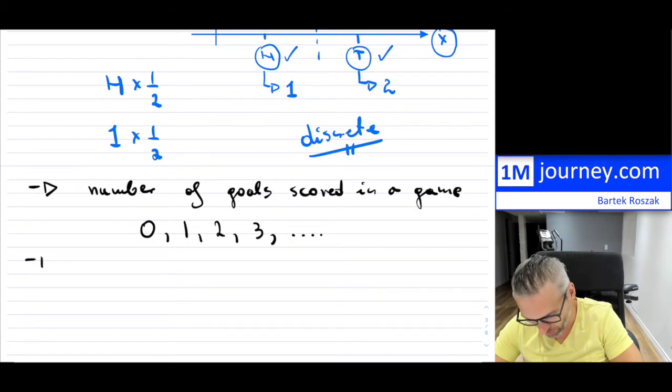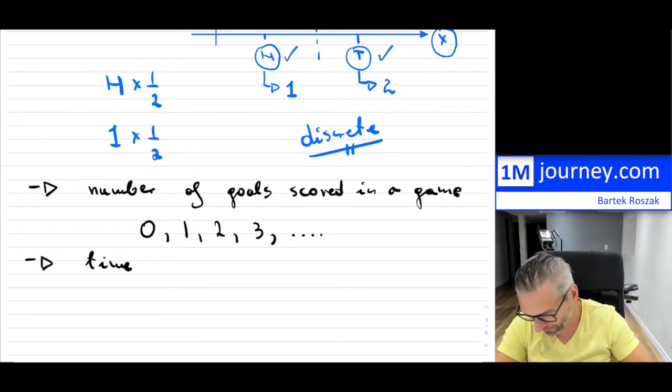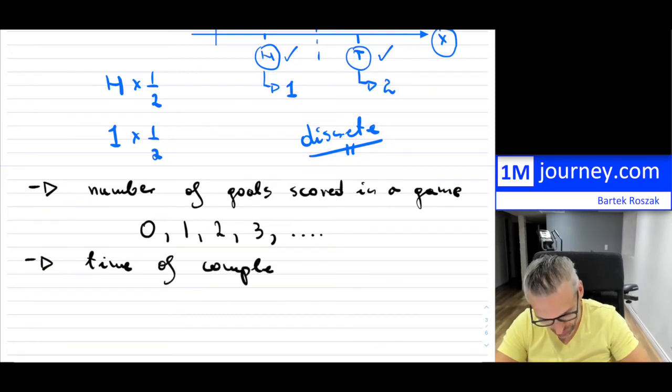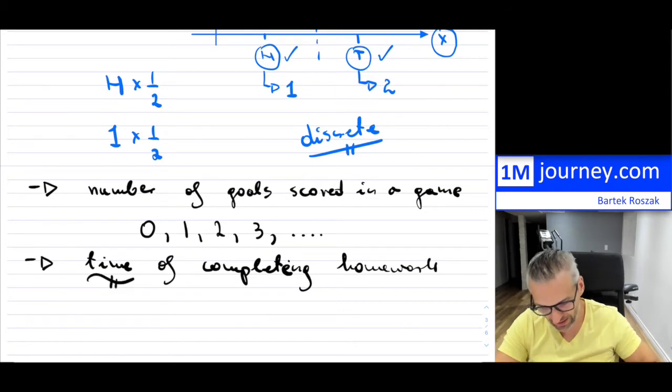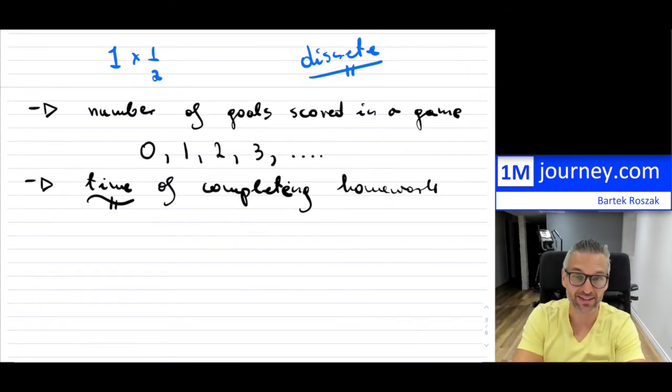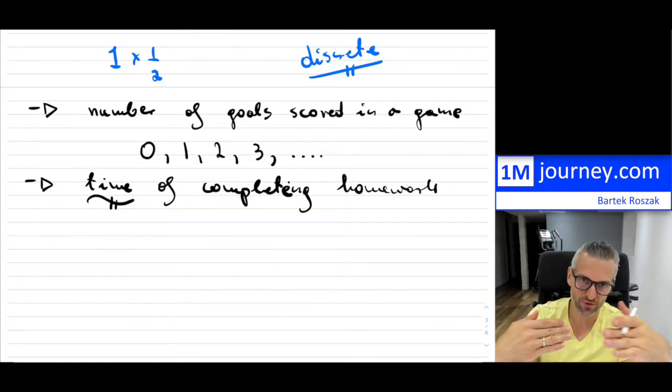Now, here's another one. What if instead, maybe you were measuring the time of, let's say, completing your homework? Well, time is continuous. Now, we could make it discrete where we're only counting minutes, so it takes us 1 minute, 2 minutes, 3 minutes, so we're rounding. But as you know, time is a continuous flow.